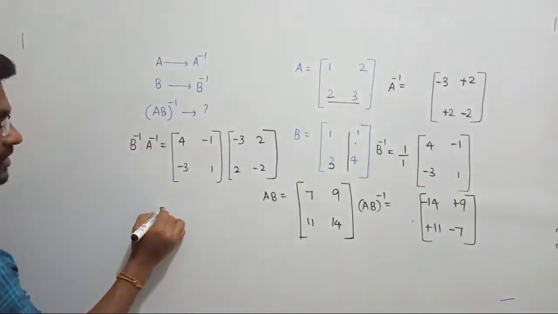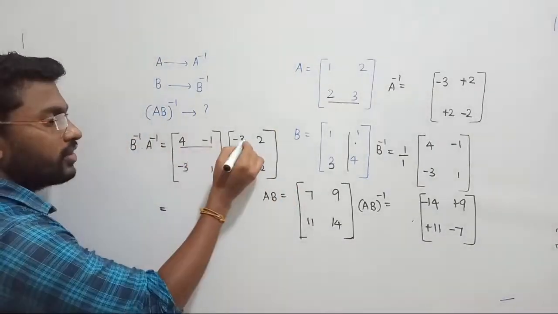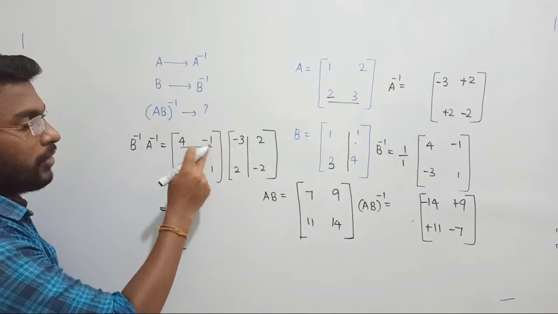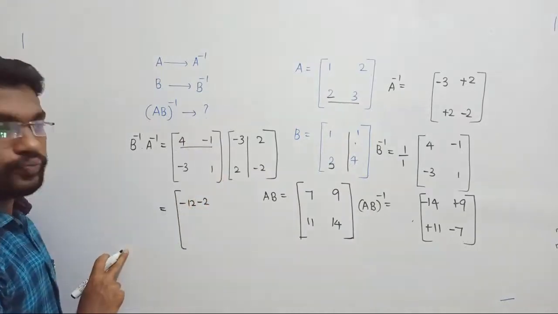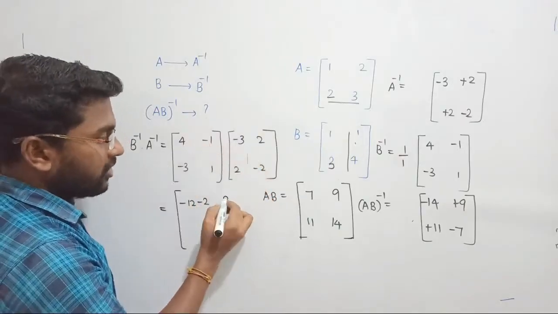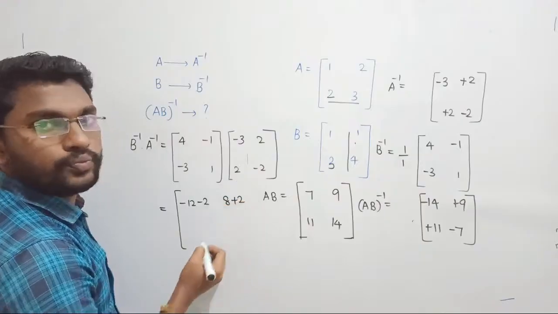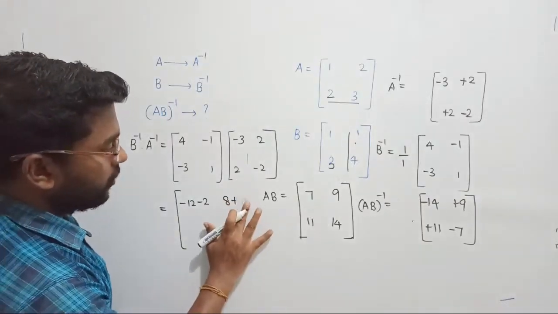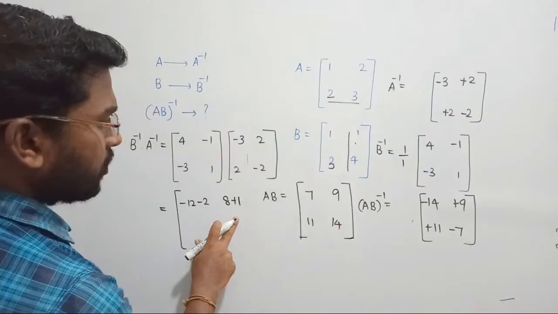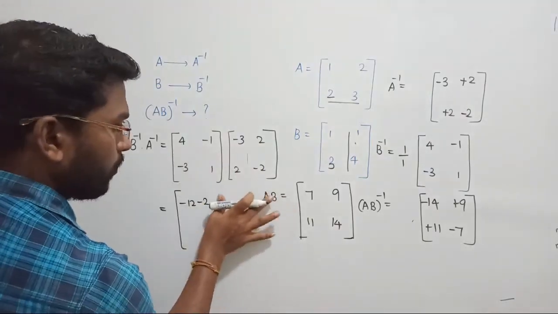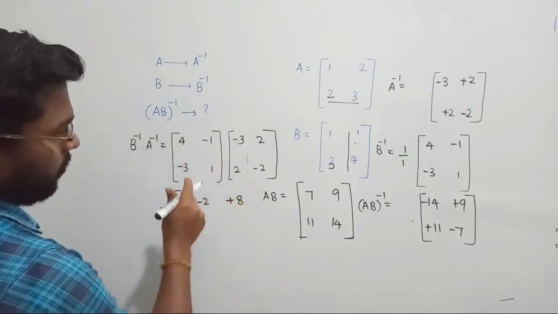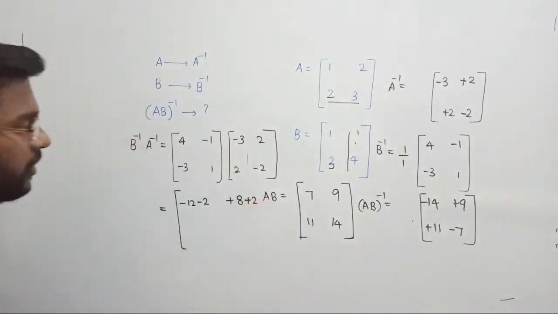Let me prove it. Let us consider the first row with the first column, right? So 4 into minus 3 will give you, let me write it for understanding, minus 12, and minus 1 into minus 2 will give you plus 2, right? Such that let us select the second one. 4 into 2 will give you 8, and minus 1 into minus 2 will become plus 2 only. Sorry, I made a mistake.